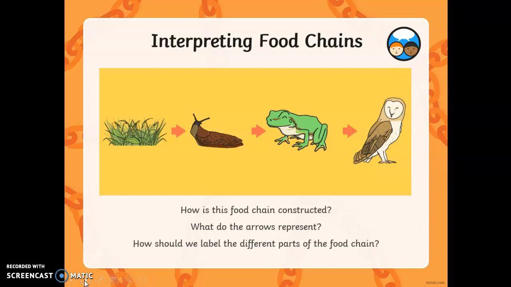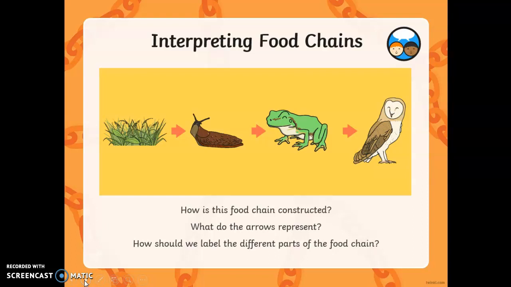How is it constructed? What do you think the arrows represent? Why have they got arrows in between the grass and the slug, then the slug and the frog, and then the frog and the owl? Do you think that's showing us in which order they're eaten? Which way the food chain goes, where it starts and where it ends? And how should we label the different parts of the food chain?